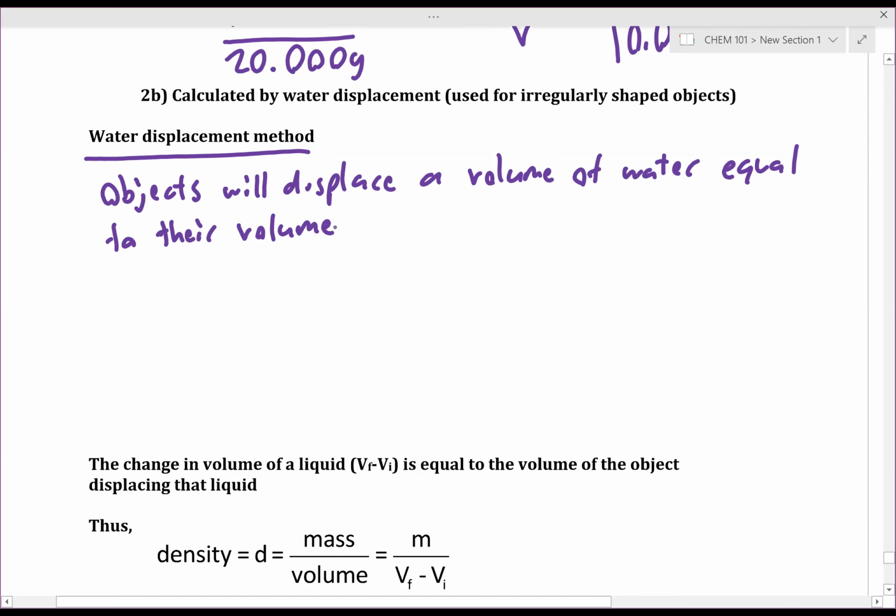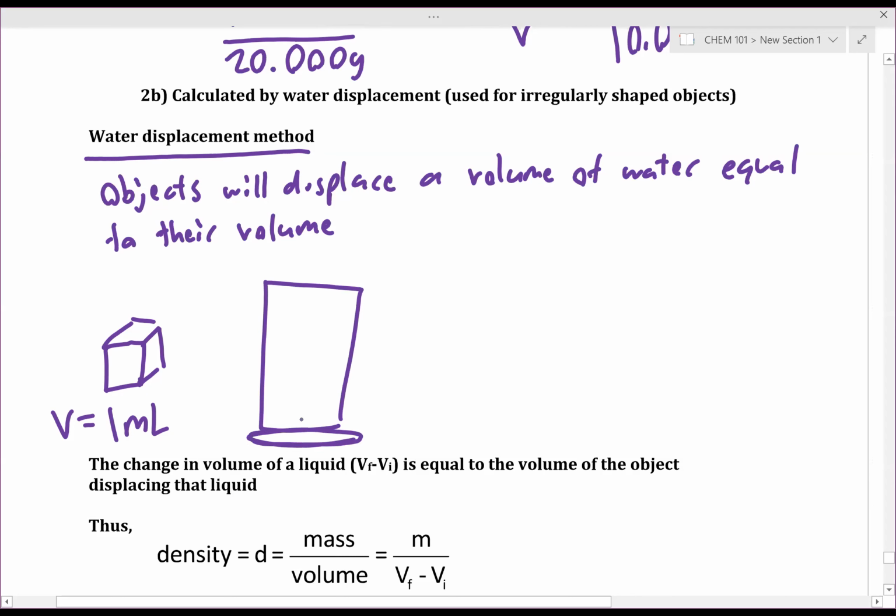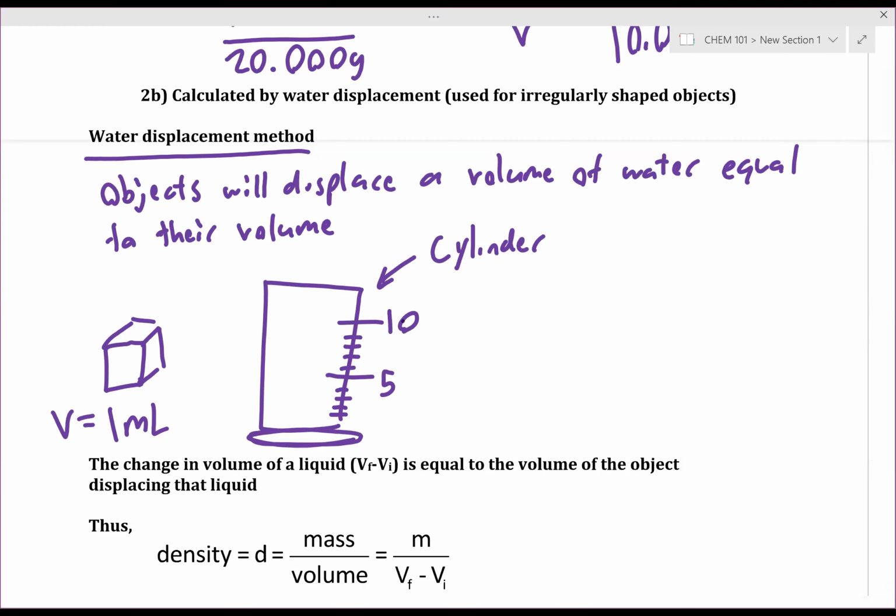To showcase this, let's suppose we have a piece of metal that has a volume of 1 milliliter. We won't know this at the onset, but I'm telling you its volume is 1 milliliter, so we can see how water displacement works. Next, we're going to have a graduated cylinder. It has various markings: 5, 10. Now I'm going to draw the water level. Let's suppose our water level from the bottom of our meniscus is around 5.